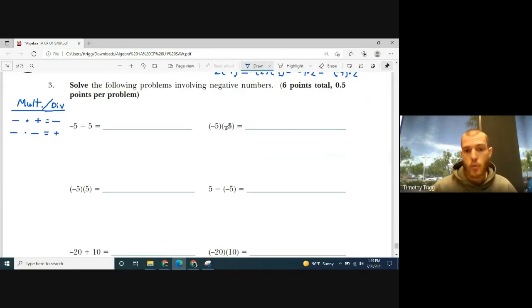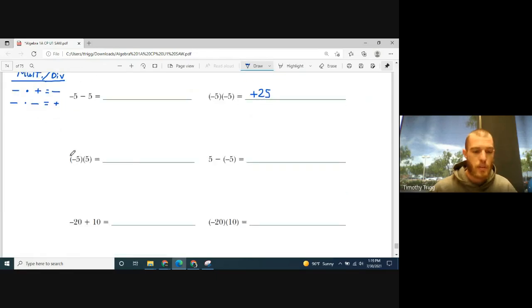Okay, so when I see negative 5, this is negative 5 times negative 5. Well, I know the answer is going to be positive because a negative times a negative is positive. 5 times 5, that's 25. Okay, cool. What about this one? This is a negative times a positive. Well, negative times positive, that's negative, okay? So that's going to be negative 25.